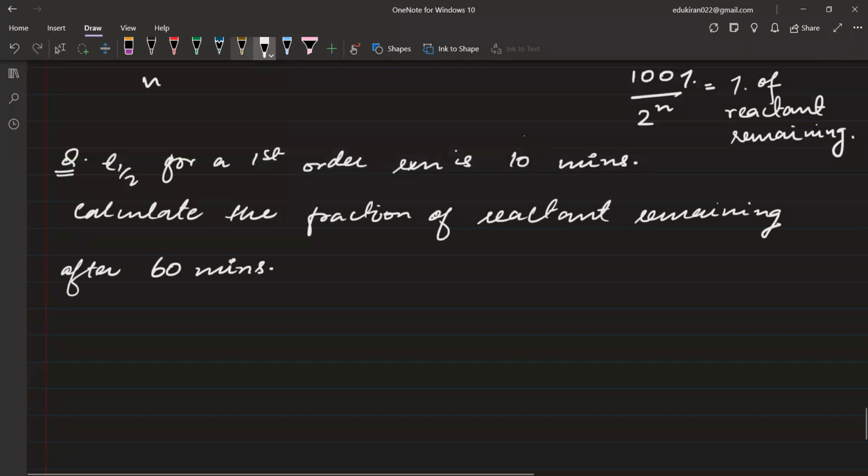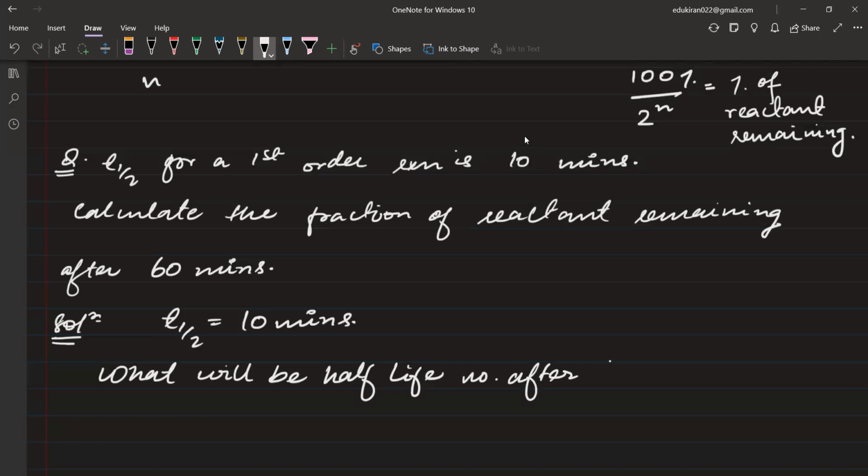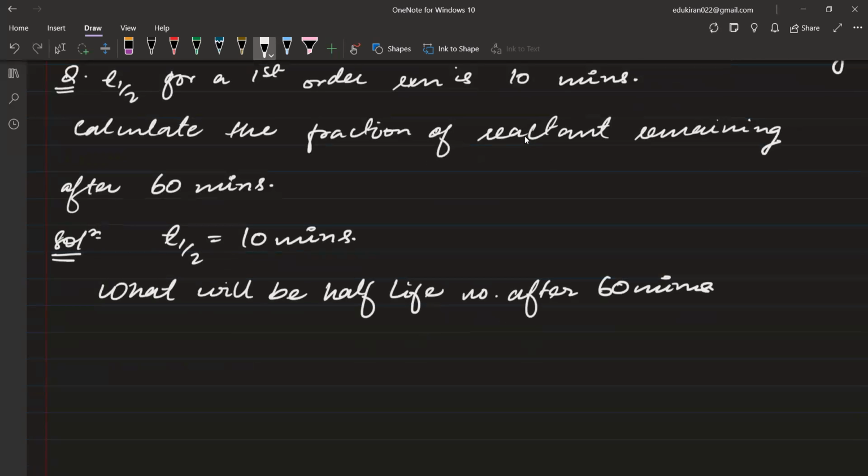Look here, it is a very easy question. Please listen here, guys. T half is equal to 10 minutes. Now we have to calculate, please see what we have to calculate. What will be the half-life number after 60 minutes? Please pay attention, it's very simple.